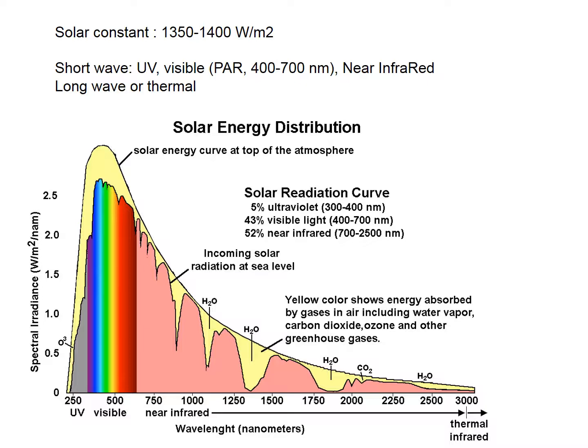This short-wave radiation coming from the sun is composed of ultraviolet. We can see in the spectral irradiance curve shown here, the ultraviolet below 300, the visible between 400 and 700 nanometers, and the near infrared that goes from 700 to 3000 nanometers.